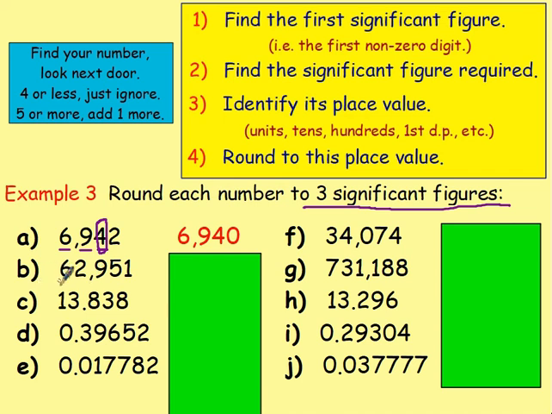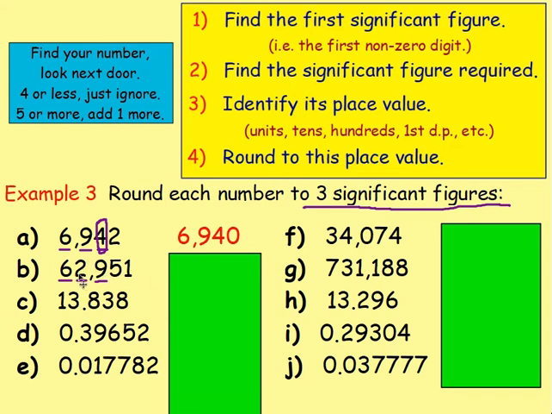With B, the first significant figure is the 6. We want to round to 3 significant figures, so find that third significant figure. Second significant figure is the 2, and the third is the 9. So the column that is in is the hundreds. So we want to round that number to the nearest hundred. So find your number. You look next door. It's 5 or more, so you add 1 more. So if it's a 9, the 9 will go up to a 0, which doesn't make much sense. But the number in front of that will go up as well.